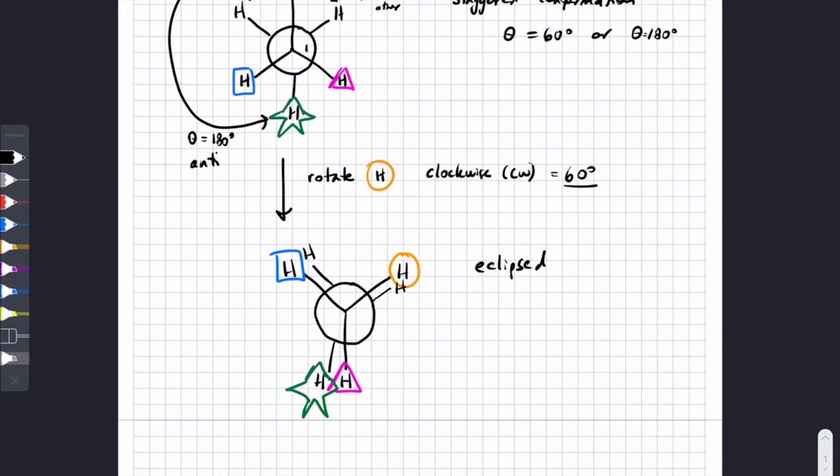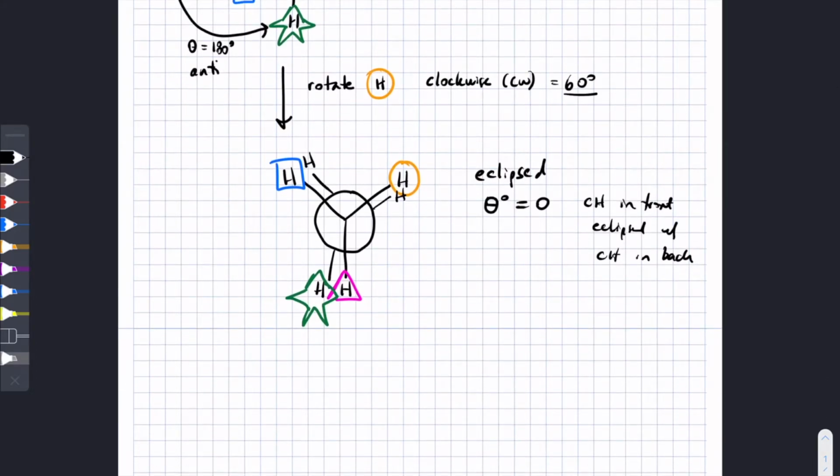We call this the eclipsed conformation because all of the dihedral angles are 0 or 120 degrees, and each carbon-hydrogen bond in front is eclipsed with a carbon-hydrogen bond in the back. That's the eclipsed conformation. We would say that the pink hydrogen is eclipsed with the green hydrogen. All right, any questions about that?